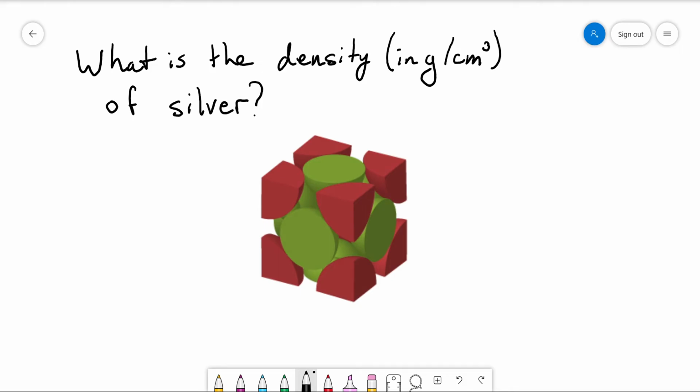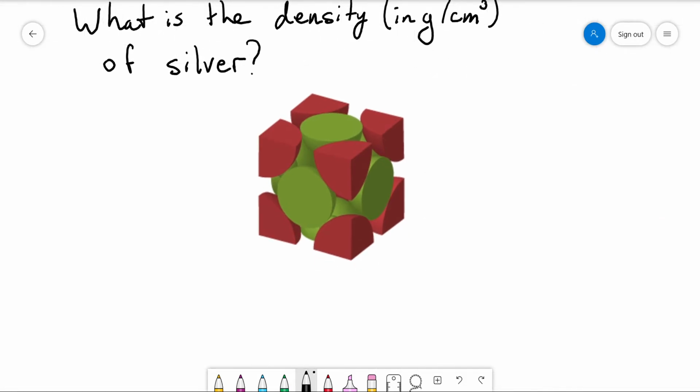Okay, same silver as before. Remember we just calculated the radius, and we're not going to use the radius, but it was 144 picometers. And we knew the length of a side was 407 picometers. If you're not sure where those numbers are coming from, go back and watch the previous video. And we have a face-centered cubic cell. Okay, so now we're going to calculate the density.